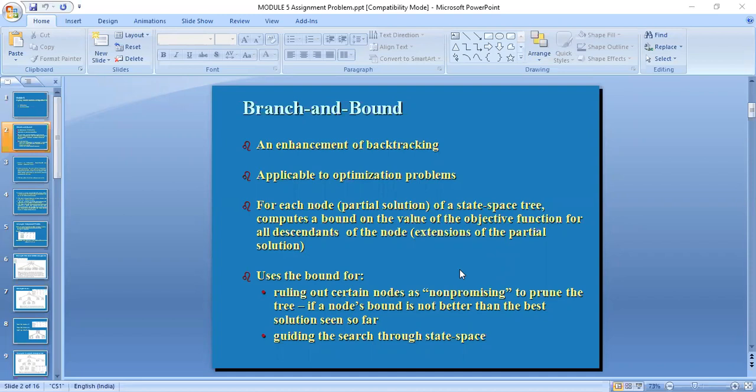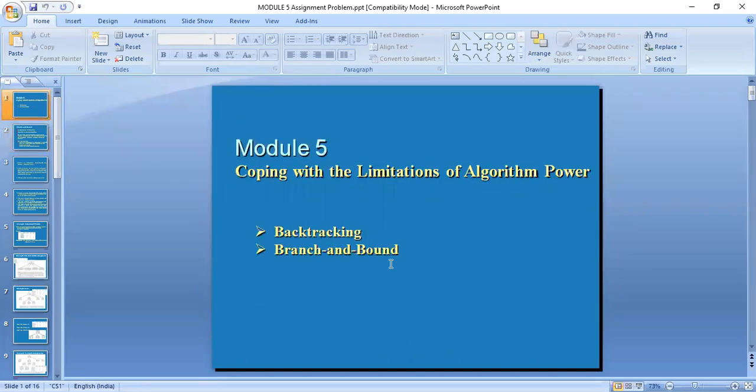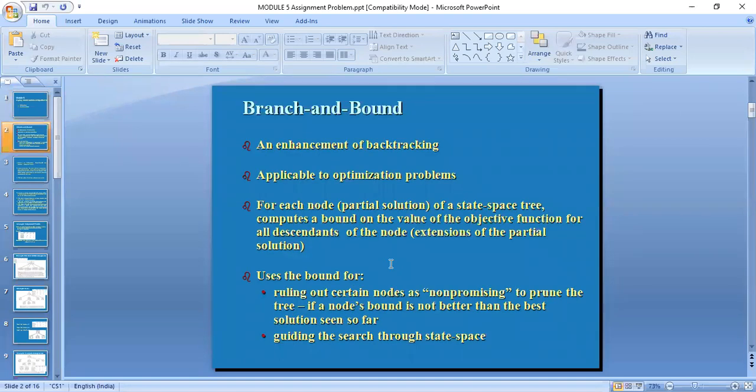Next we will move on to the next technique, that is branch and bound. To cope with the limitations of algorithm power, we have two techniques, backtracking and branch and bound. Backtracking is already seen. So now we will move on to branch and bound. Branch and bound is nothing but an enhancement of your backtracking.